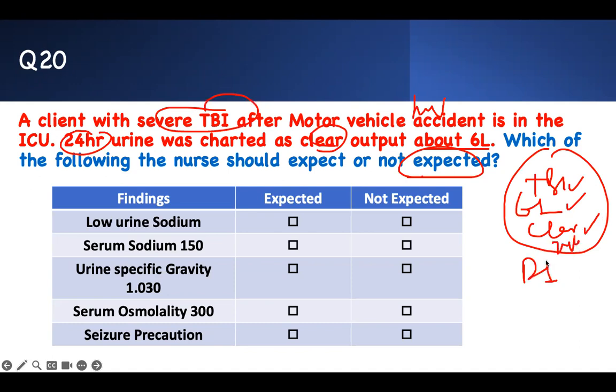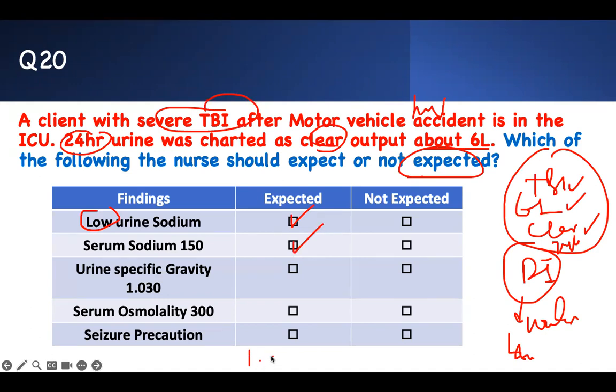I mean, DI. If I'm in DI, that means I'm peeing water. My urine is just water. Therefore, if I check the sodium level in the urine, it's going to be low. If I'm peeing all my water, my serum, my blood, is going to get concentrated. My serum sodium is going to be high.